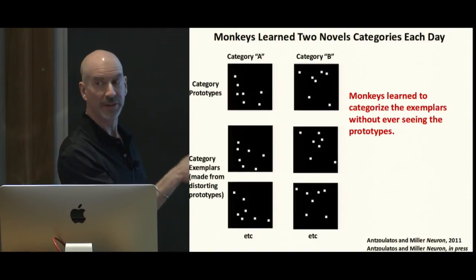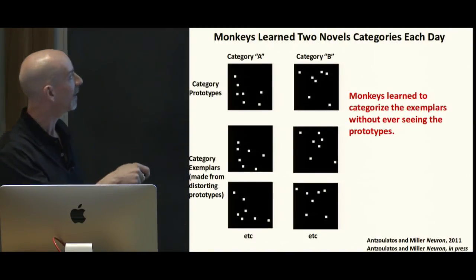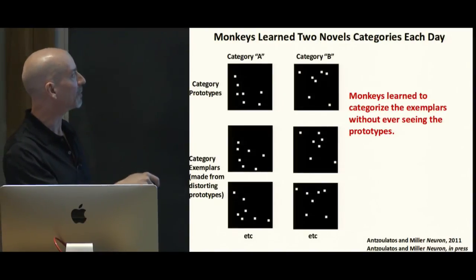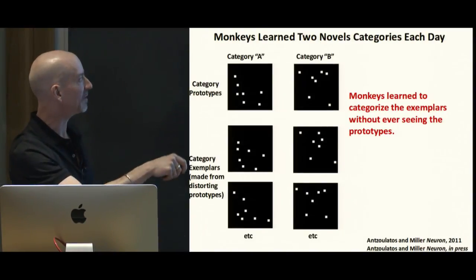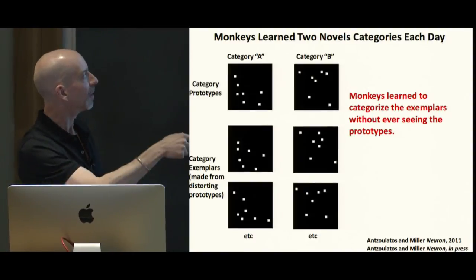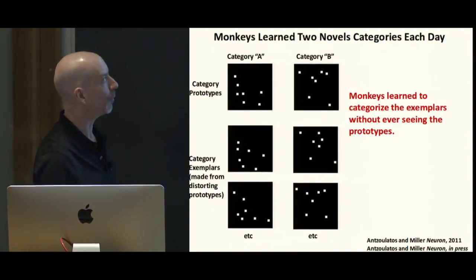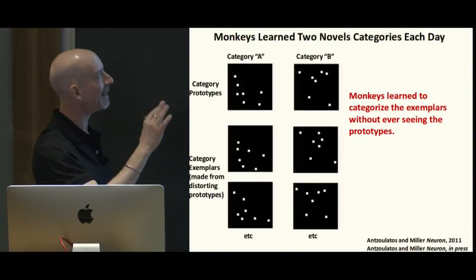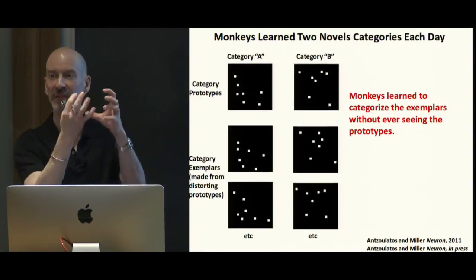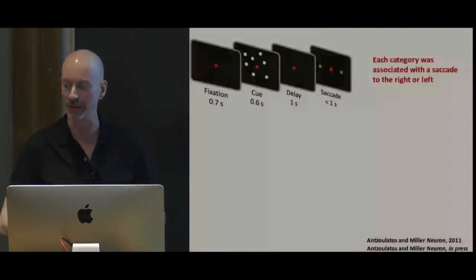The monkey never saw these prototypes. What the monkey saw was category exemplars made from distorting the prototypes, just by jittering them in space. So the monkey got a bunch of exemplars until it finally figured out what the category was. So the monkey learned to categorize exemplars without ever seeing the essence of them in the prototype. They had to figure out the essence by trial and error.